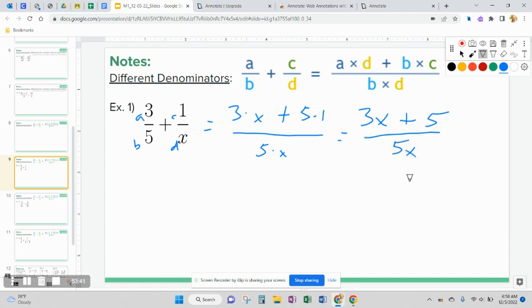That's it. We've simplified it as much as we can. We can't combine 3x and 5. They're not like terms. And there's no common factors between our denominator and our numerator, so we can't simplify this any further.